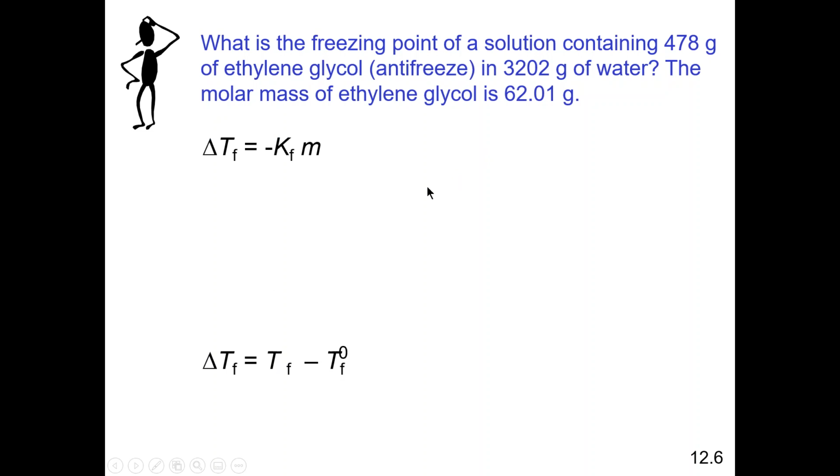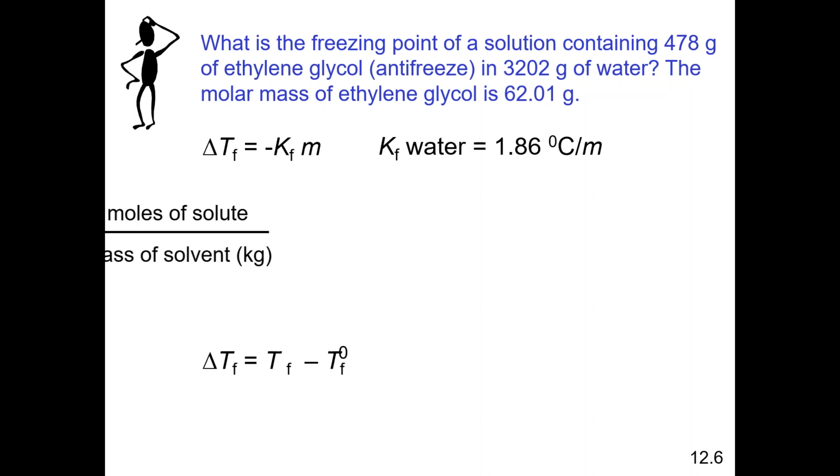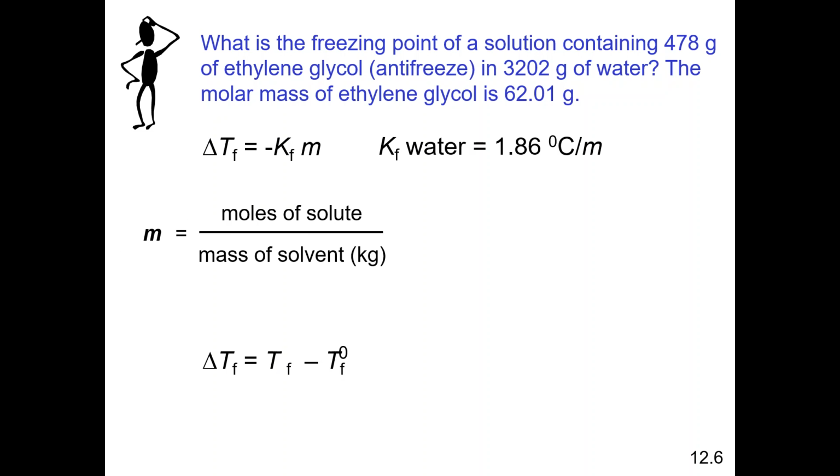In order for us to find the freezing point of the solution, this is the equation that we would need to use. The change in the freezing point is equal to minus Kf times m. So basically we need Kf and we need m. Now Kf is given in the table previously. In a test situation, you would have to be given that information. So that is equal to 1.86 degrees per m. And the molality is what we need to determine based on the information provided.